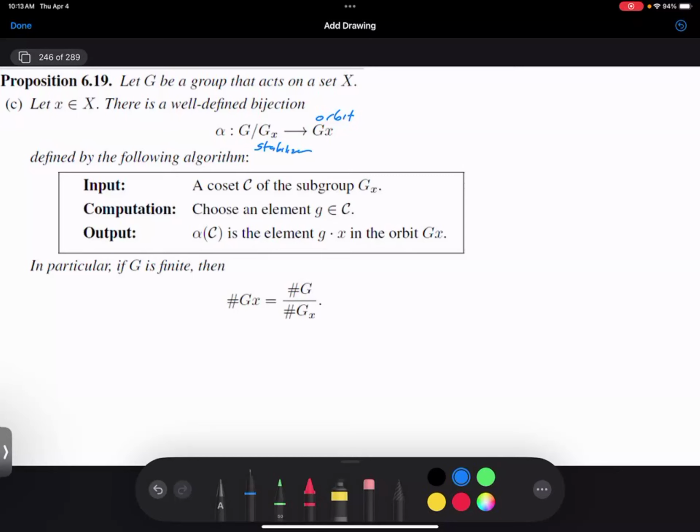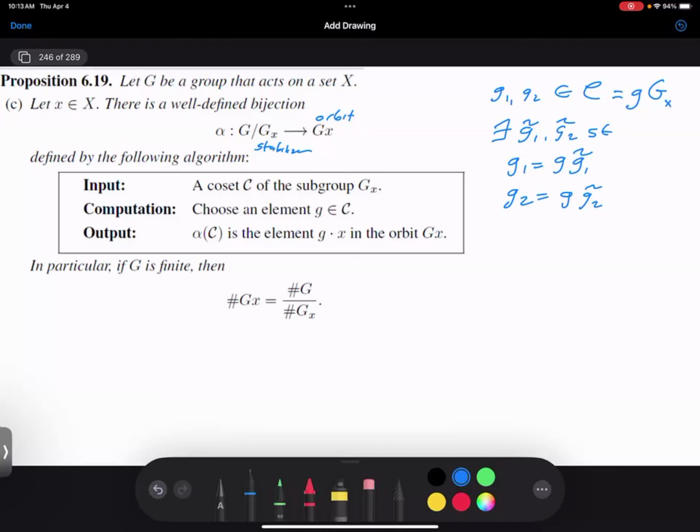Let's assume g1 and g2 are both in the same coset. If they're in the same coset, that coset has to be of the form some g times the stabilizer. What does it mean for g1 and g2 to be in the same coset? It means there exist, let's call them g1 tilde and g2 tilde, such that g1 equals g times g1 tilde, and g2 is g times g2 tilde. Because if they're in the same coset, they've got to be of the form g times something in the stabilizer. It doesn't have to be the same thing, and that's why I'm going to use a different subscript for each. Now let's try to show that g1 and g2 have the same impact on x.